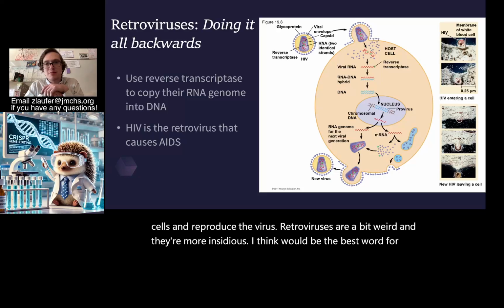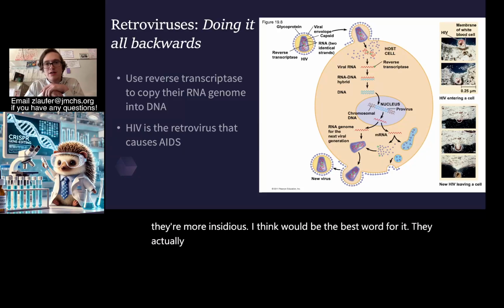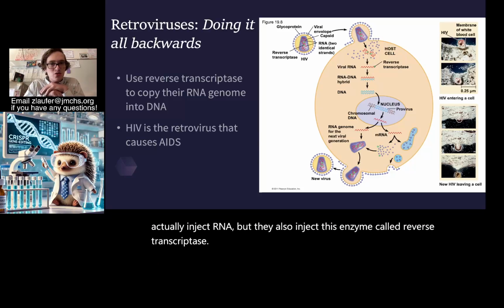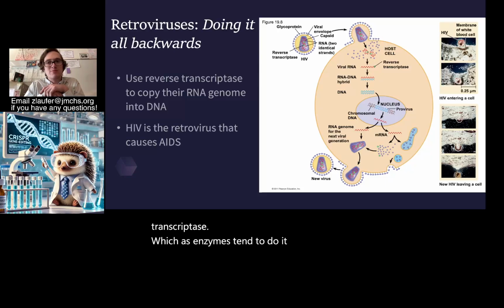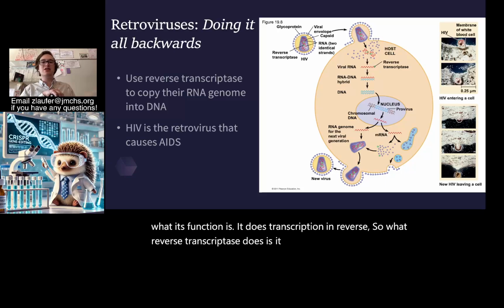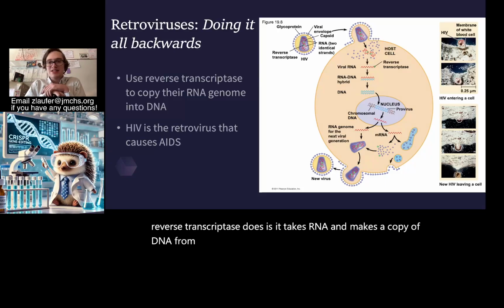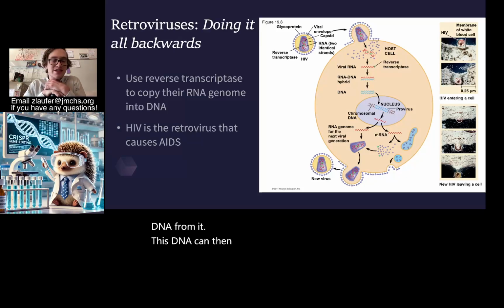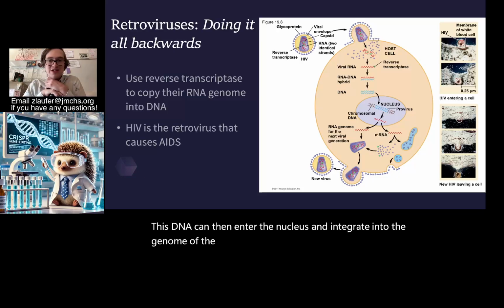They actually inject RNA, but they also inject this enzyme called reverse transcriptase, which, as enzymes tend to do, the name tells you what its function is. It does transcription in reverse. So what reverse transcriptase does is it takes RNA and makes a copy of DNA from it. This DNA can then enter the nucleus and integrate into the genome of the host, whatever it is.